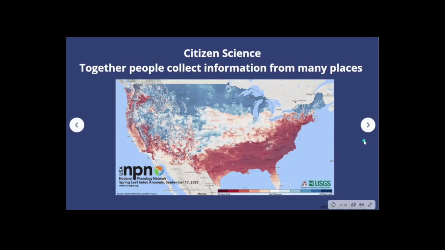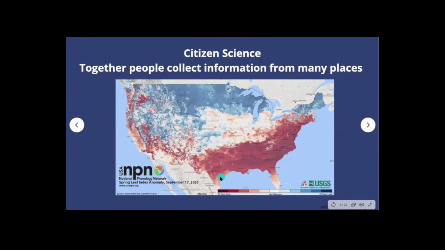So the next example is from a citizen science project known as the USA National Phenology Network, or USA NPN, where people are looking at leaf out, or when fresh leaves appear in some species of shrubs and trees. So in this map, across the entire United States of America, we can see the time when the leaves appear in spring. The red color depicts when the leaves appear earlier than they are expected to, and the blue depicts when they appear later than they are expected to.